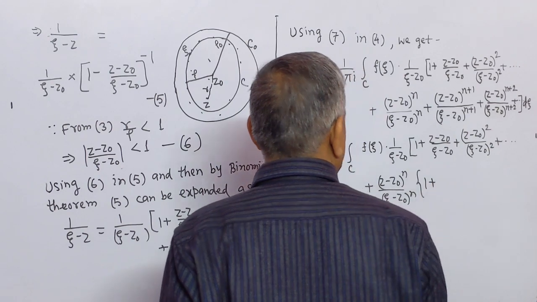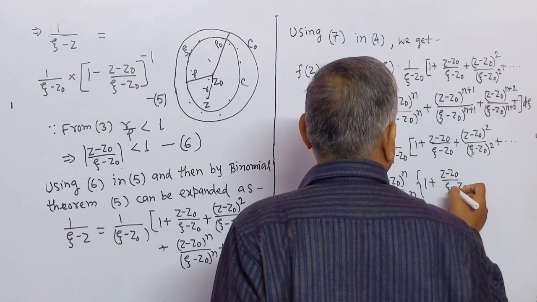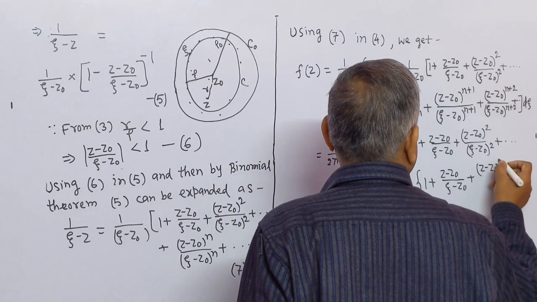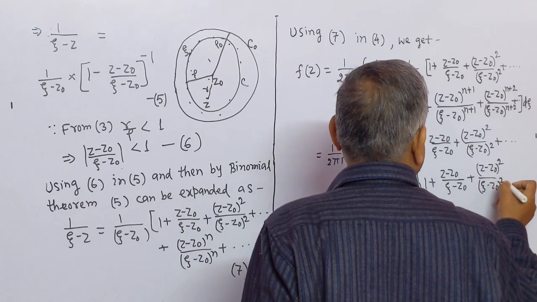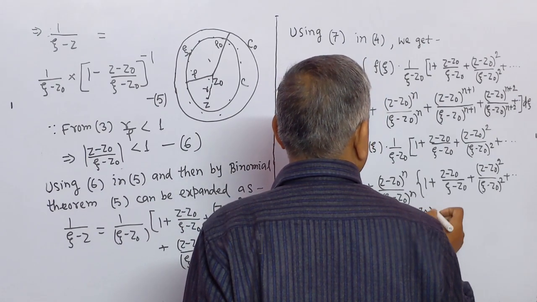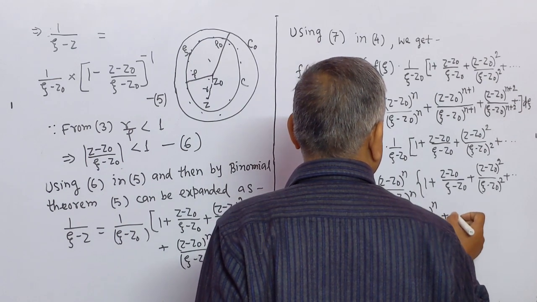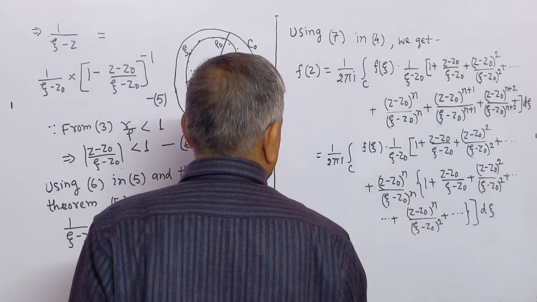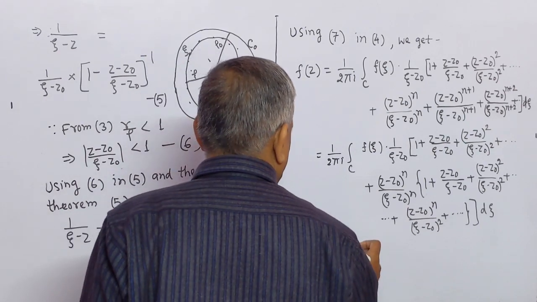remains 1 + (z − z₀)/(ξ − z₀) + (z − z₀)²/(ξ − z₀)² + ... + (z − z₀)^n/(ξ − z₀)^n + ...] dξ. This is equal to 1/(2πi) ∫ along the circle C of f(ξ).